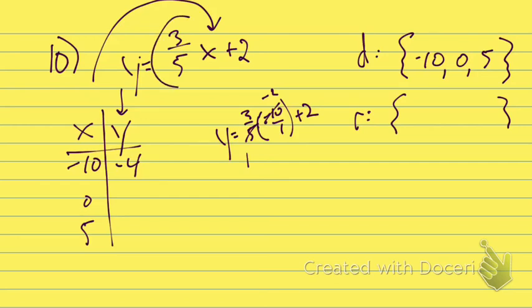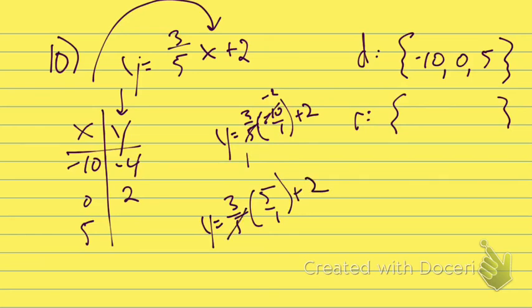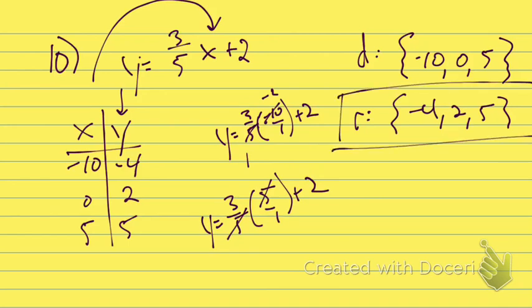I plug in a 0 here. That whole part becomes 0. So my output would be 2. And if I plug in a 5, I've got an opportunity to cross simplify again. Those become 1s. 3 plus 2 is 5. So my range would be negative 4, 2, 5. That's the answer number 10 on your template would be looking for.